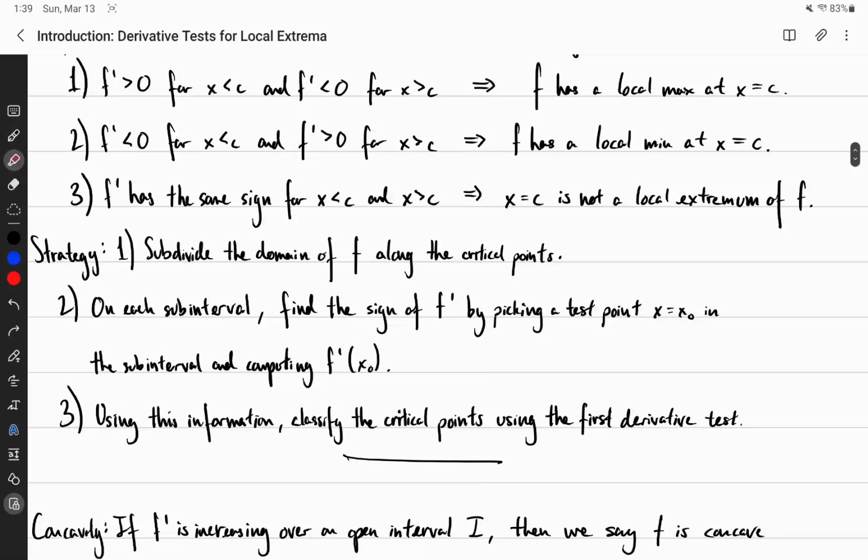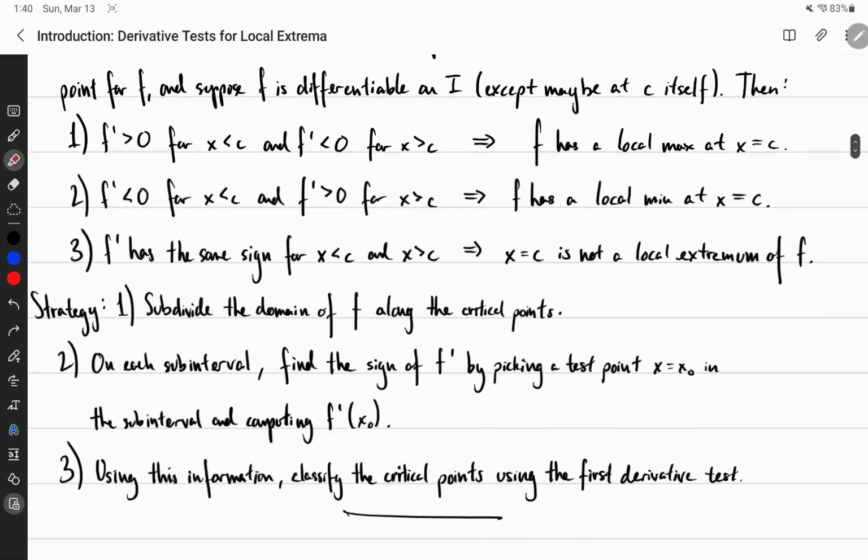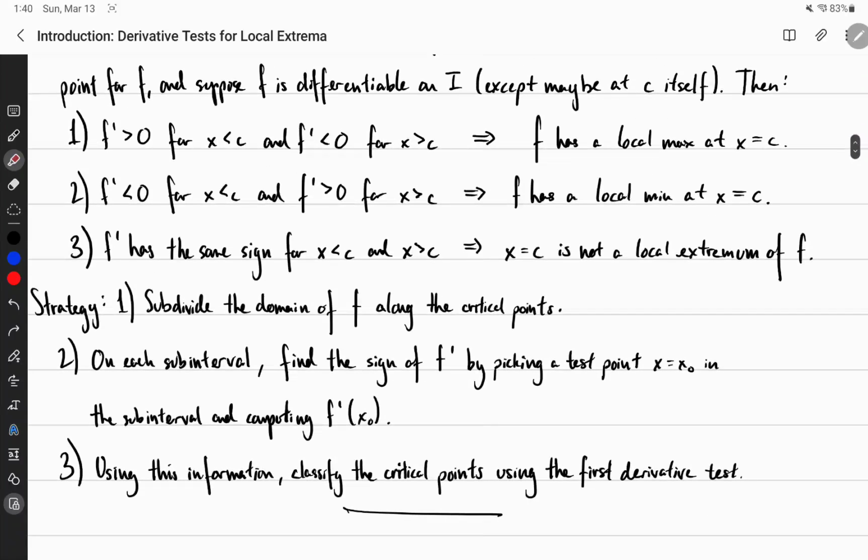Now, a good problem-solving strategy for applying the first derivative test is this. First off, you find your critical points, and then you subdivide the domain of your function along the critical points. So in the diagram above, the subdivisions would be this one here, here, here, and here. On each subinterval then, you find the sign of the derivative by picking some test point x0 in the subinterval, and then just computing the derivative at x0.